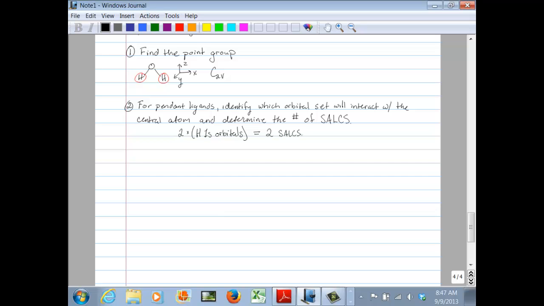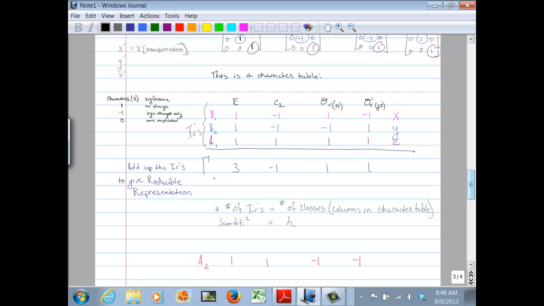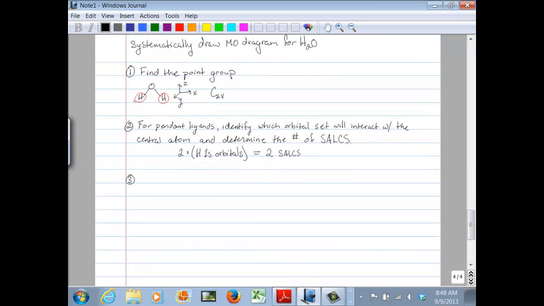So we found our point group, we expect 2 SALCS, and then the third step is to generate a reducible representation. So this is what we were talking about back up here, this reducible representation. This is one reducible representation. We're going to find the one for the 2 different hydrogen orbitals SALCS. So I'm going to draw a little picture where my oxygen atom is just going to be a dot. And then here we've got our 2 different hydrogens, H1 and H2.